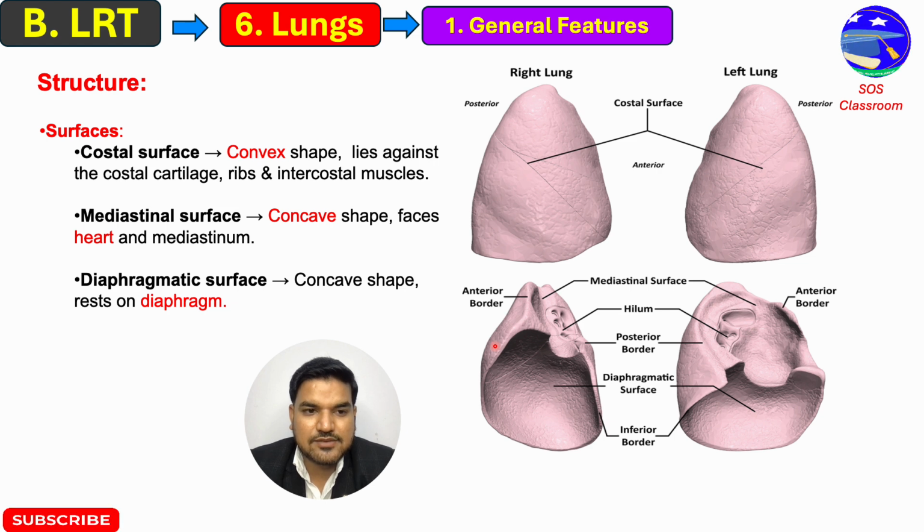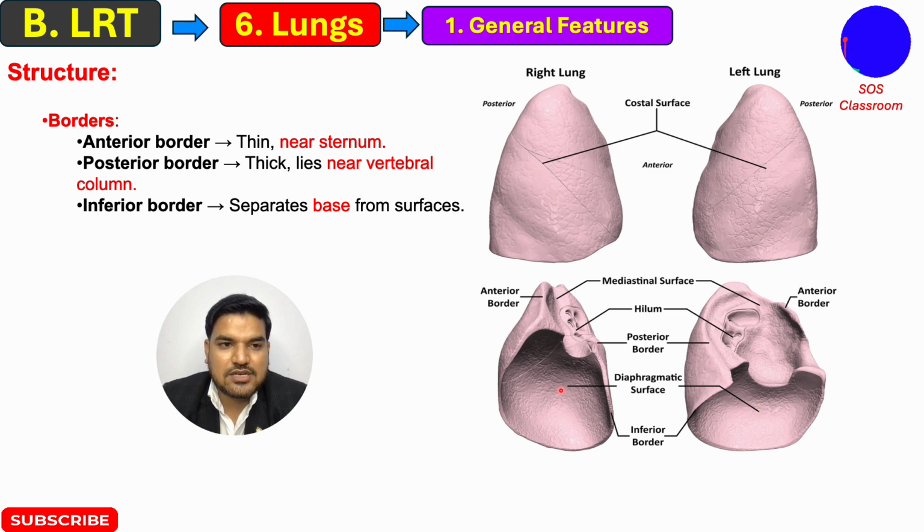Next is the diaphragmatic surface. Diaphragmatic means toward the diaphragm. So it is concave in shape. You can see this portion is concave, and the diaphragmatic surface rests on the diaphragm. So there are three surfaces. First is the costal surface toward the costal cartilage, toward the rib side, toward the intercostal muscles. Mediastinal surface toward the mediastinum spaces or toward the heart, concave in shape. And diaphragmatic surface toward the diaphragm, concave in shape and resting on the diaphragm.